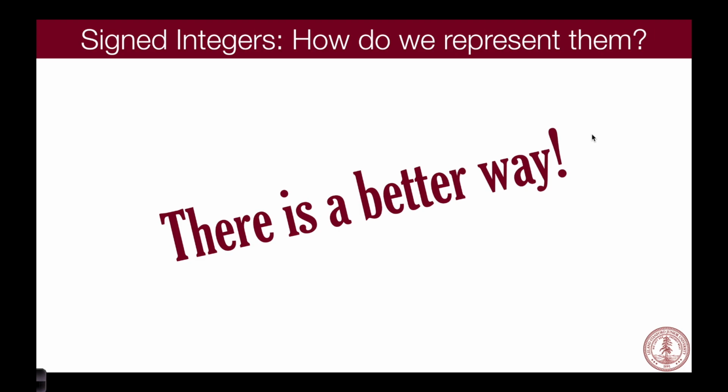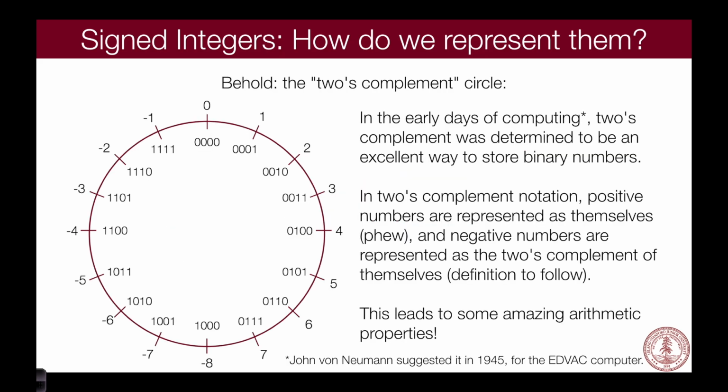Okay, so we're going to talk about that better way. As it turns out, we actually have a representation which was developed in the early days of computing. One of the giants of computing, John von Neumann, actually suggested this in 1945. It's called 2's complement representation. It turns out it's a very efficient and, in many ways, beautiful notation, and it just takes a little bit of figuring out what it actually means in the bigger picture.